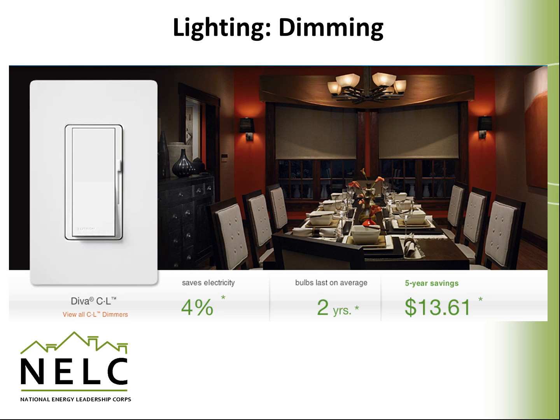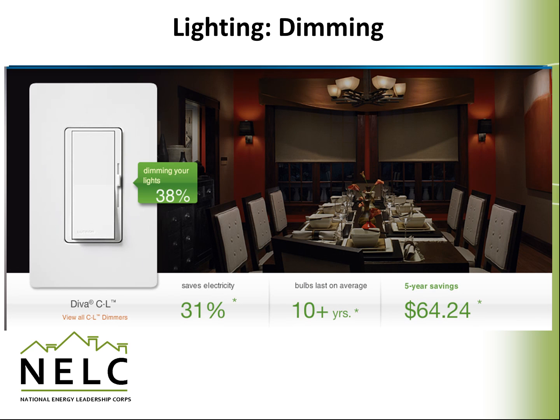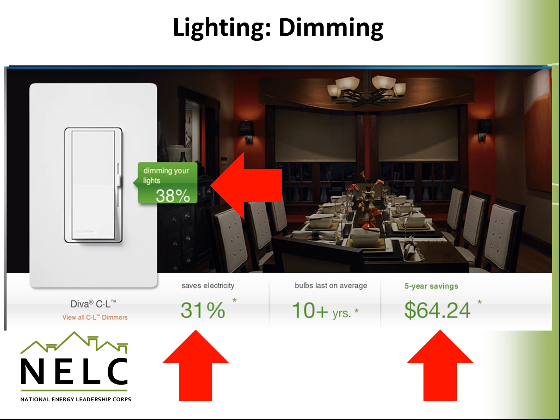Dimming lights can also be a great way to save energy. In this example from the Lutron website and their cool interactive tool for calculating the impact of dimming, you can see a good example of this. In this dining room, with the light level dimmed by 38%, a resulting reduction in electricity cost of 30% can be achieved with a 5-year savings of about $60.